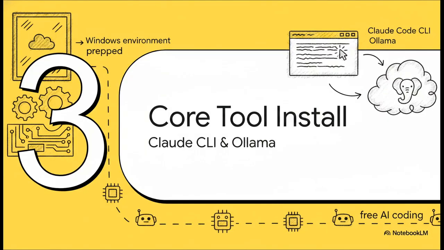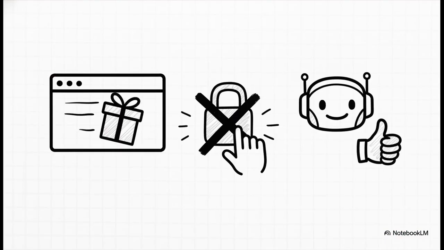Section 3. Core tool installation. Claude CLI and Ollama. All right, with our Windows environment prepped and primed, we can move smoothly into the installation of our actual core tools. Let's kick things off with Claude Code. Provided you have Node Package Manager installed on your system, you simply need to open up PowerShell and run this exact command: npm install -g @anthropic-ai/claude-code. This tells your system to globally install the Anthropic CLI tool so it's available from any folder on your machine.